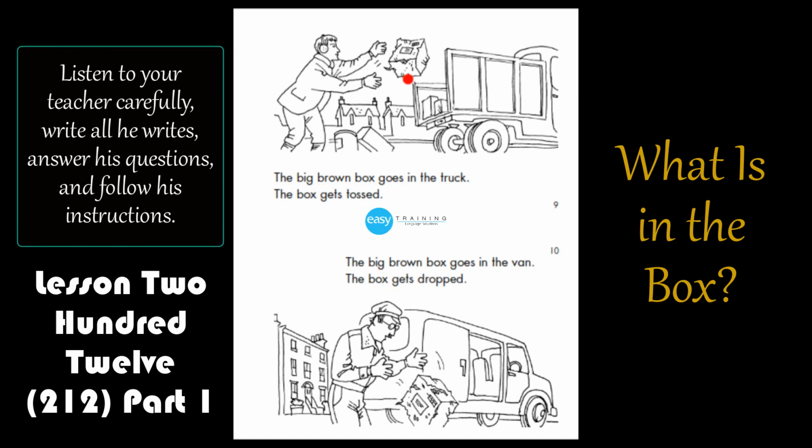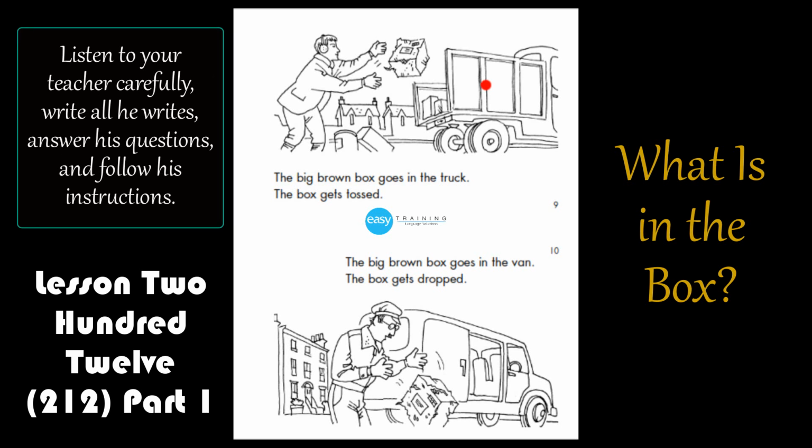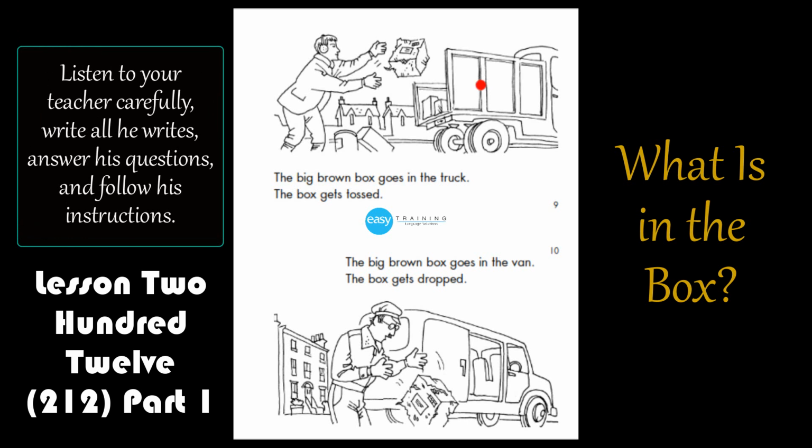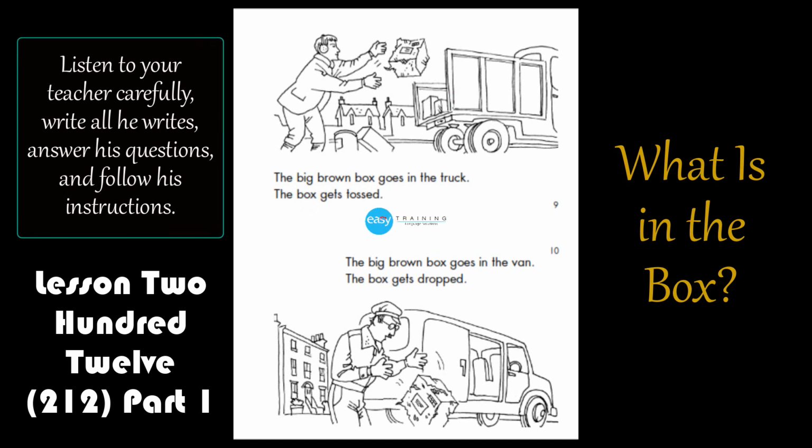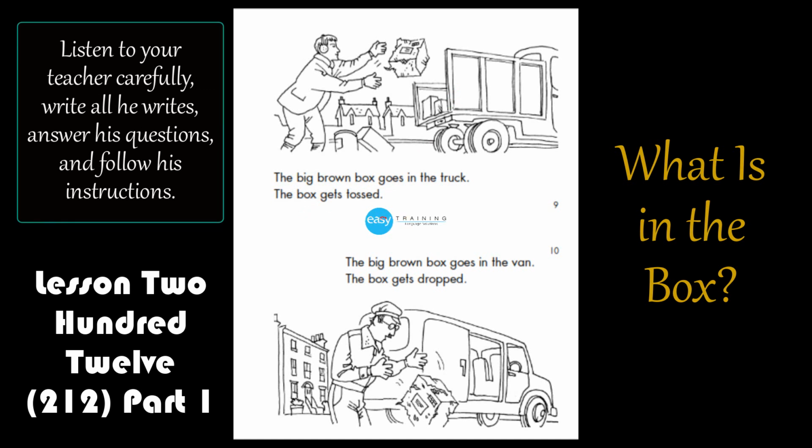Here is the box again. It goes in a truck. Remember that it goes on a train. But somebody gets the box carefully placed on the train. This is not the case now. This man tosses the box onto the truck. The box gets tossed. It doesn't get placed carefully, but tossed.